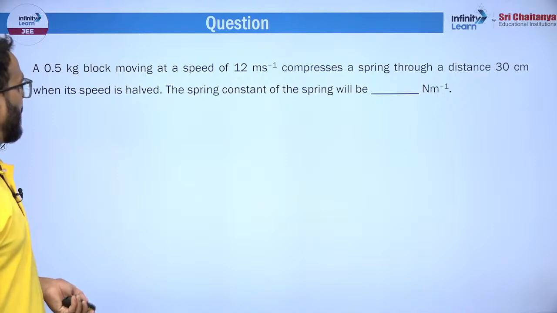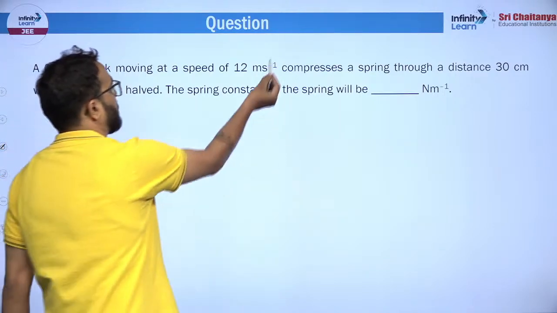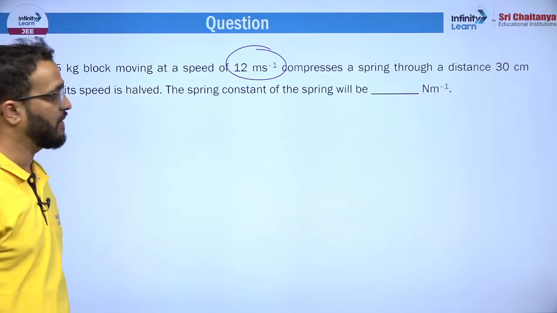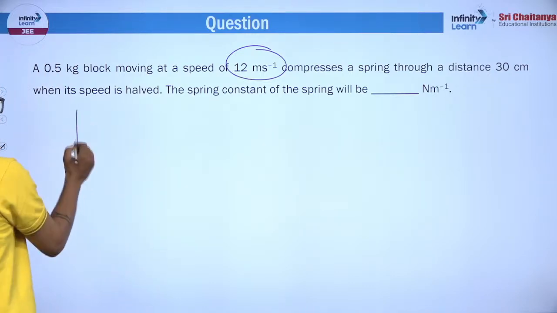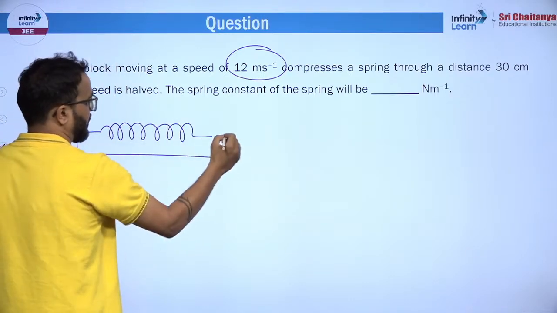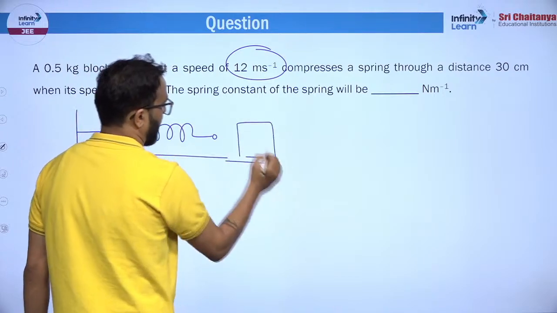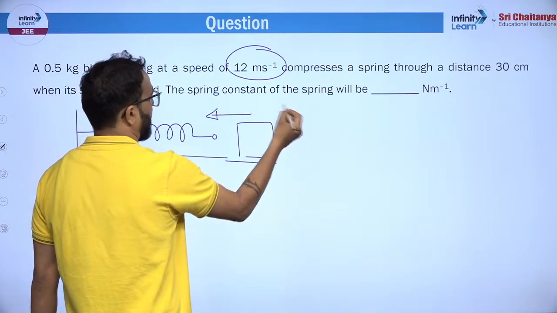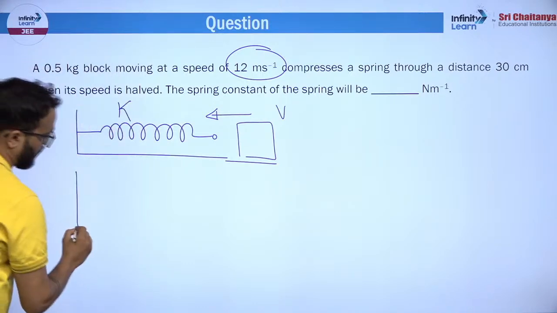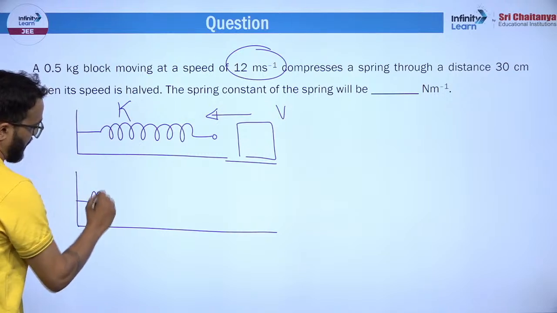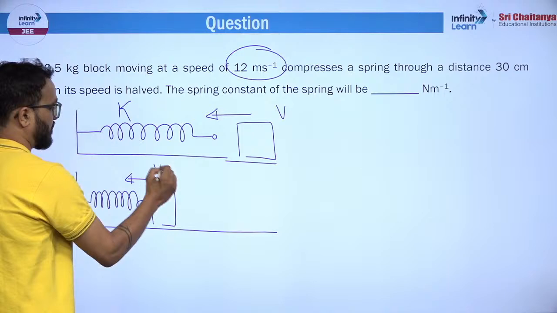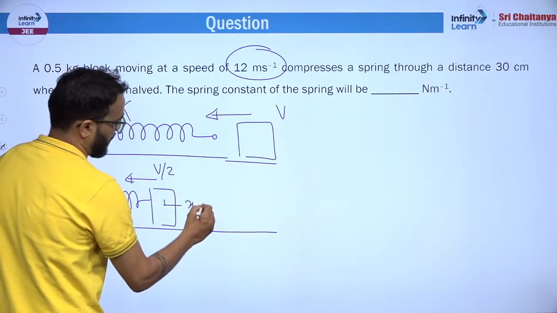चलिए अब आगे बढ़ते हैं। A 0.5 kg block moving at a speed compresses a spring through a distance of 30 centimeter. When its speed is half, the spring constant will be. सीधी बात है। एक स्प्रिंग थी, वो अपनी नेचुरल लेंथ में होगी, राइट? और एक ब्लॉक आया कुछ स्पीड लेकर, मान लेते हैं v, ठीक है? और स्प्रिंग कांस्टेंट k है, अब कुछ डिस्टेंस चला और स्प्रिंग को उसने कॉम्प्रेस कर दिया और स्पीड अपनी v/2 कर ली। और व्हाट इज द डिस्टेंस बाय विच इट हैज कॉम्प्रेस्ड, x?